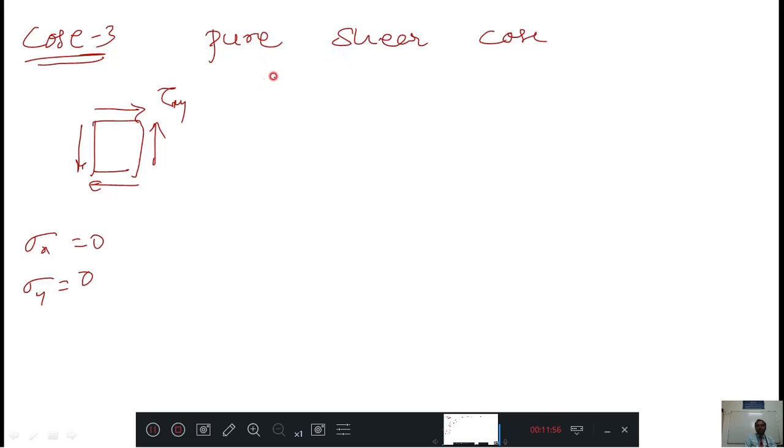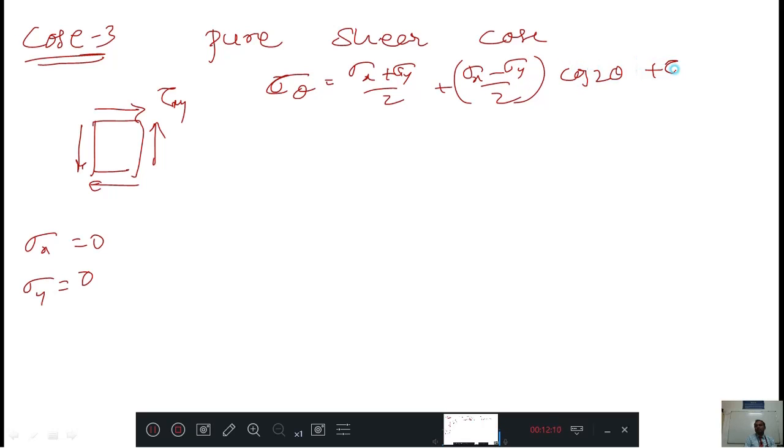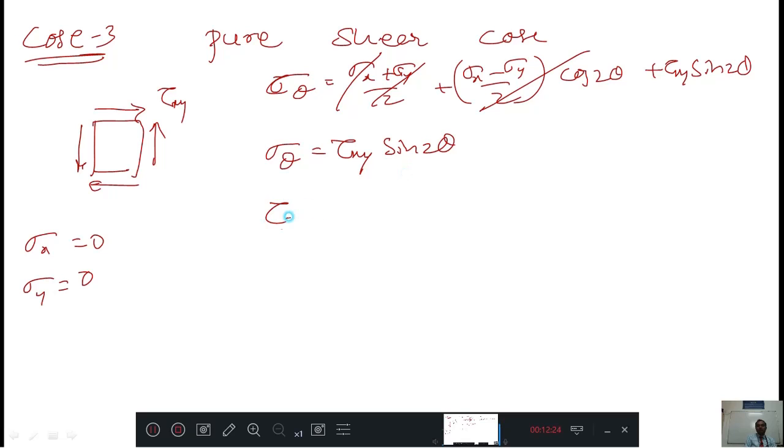Then what will be the equation? Sigma theta, if I write, for general it is sigma x plus sigma y by 2 plus sigma x minus sigma y by 2 cos 2 theta plus tau xy sin 2 theta. But these cancel because sigma x and sigma y both are not there. Therefore, sigma theta will be equal to tau xy sin 2 theta. Like that, tau theta will be equal to minus tau xy cos 2 theta.